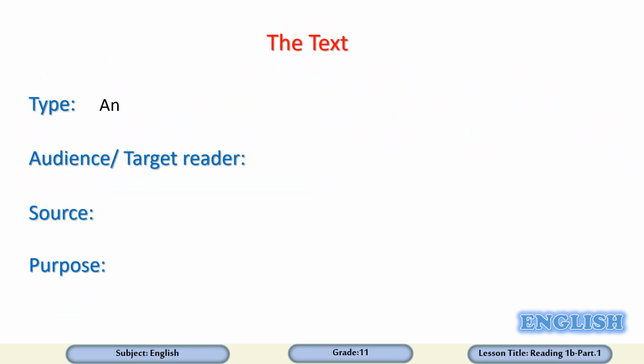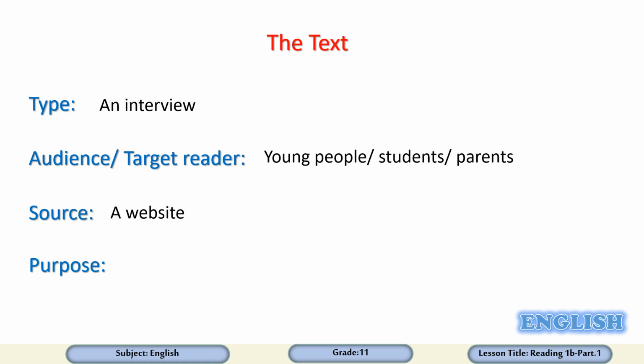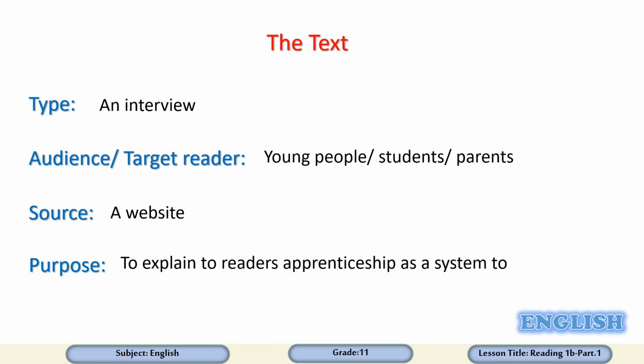So the text is an interview. The audience or the target reader of the text is young people, students, or parents. The source is a website, and the purpose of the text is to explain to readers the system of apprenticeship as a way to learn a new job or a new trade.